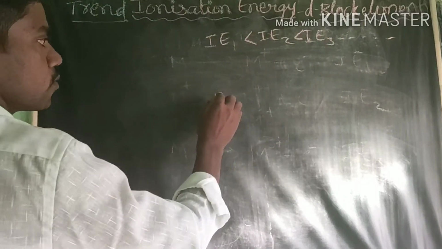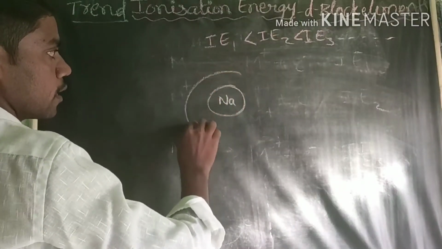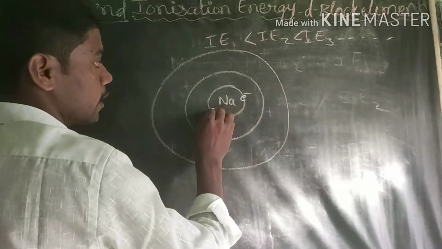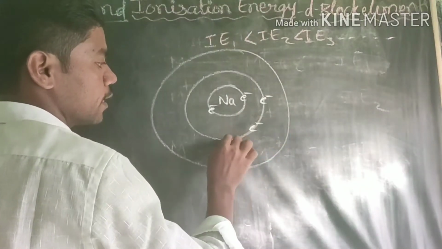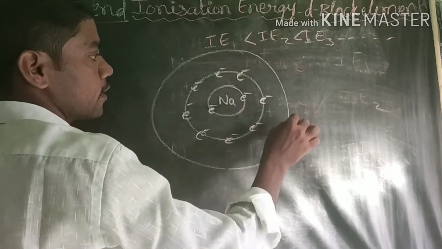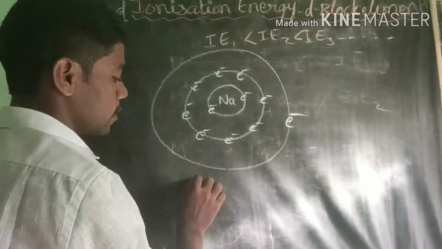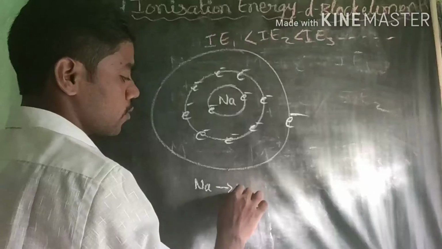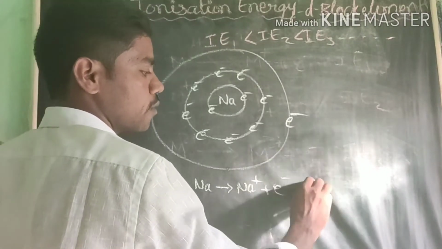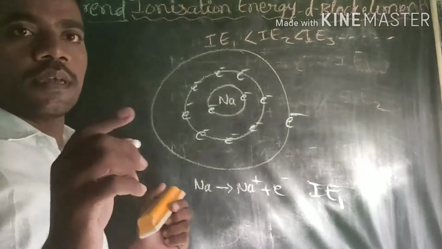You see here, this is our sodium. The first is the valence electron, next here 2 electrons are there, next 8 electrons are there, and here only 1 electron. For the first ionization energy, sodium is converted to sodium plus by removing one electron. This is the outermost electron, therefore this is the first ionization energy.